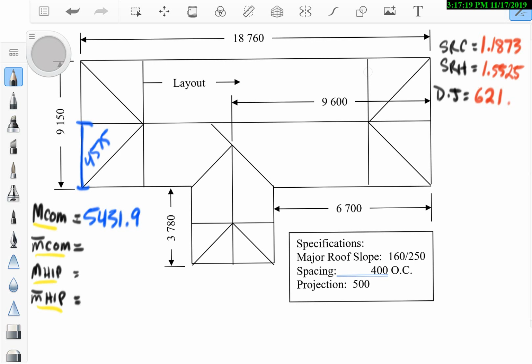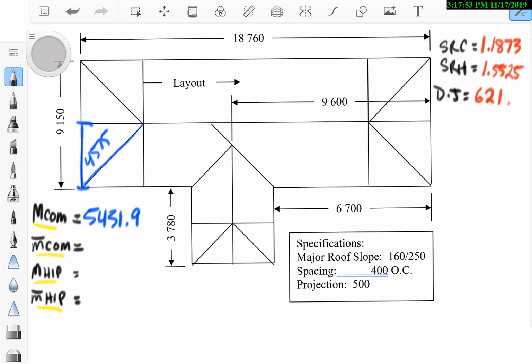Now, if you should be using a different calculator, you should be storing your slope ratio common in storage location A. You should be storing your slope ratio hip in storage location B. And then, of course, your difference in jacks is the slope ratio common multiplied by your spacing, 400 on center. That gives you the line length of that particular triangle, which is what we subtract off of the line length of a common rafter to start calculating the line lengths of our jacks.